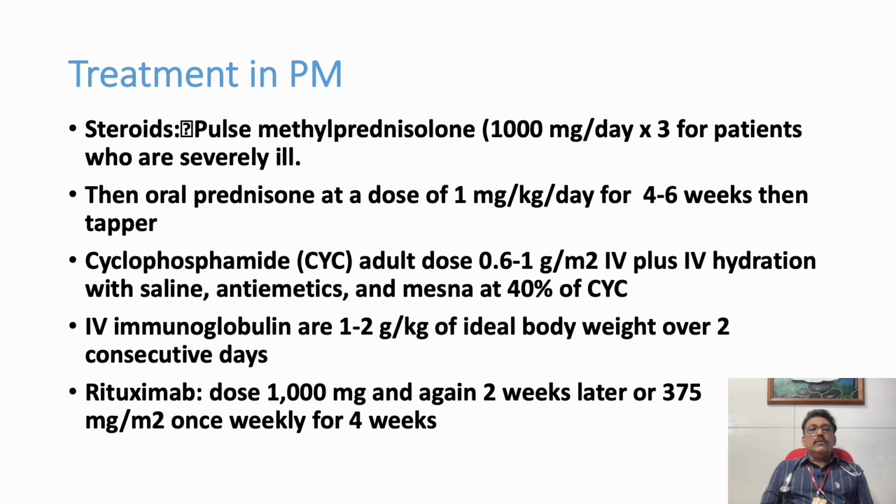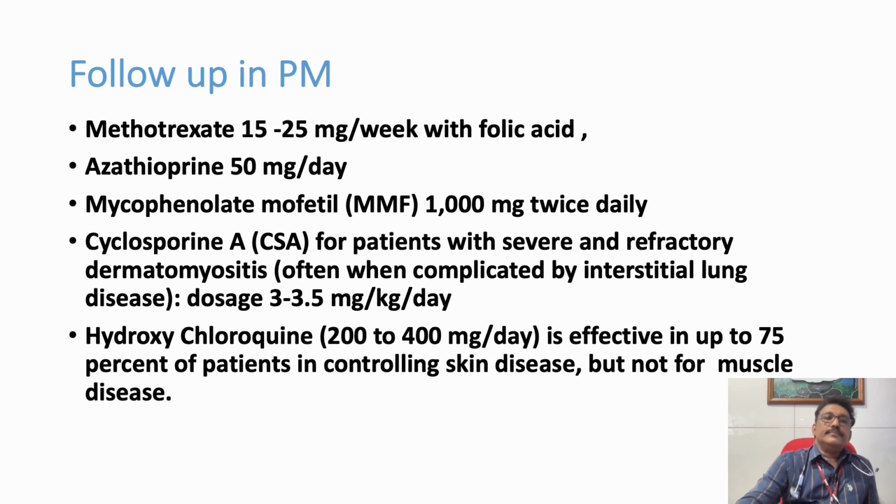So we have to go for steroid sparing agents. Initially we can go for cyclophosphamide, immunoglobulin or rituximab. They are all steroid sparing, or we can avoid steroids when we are using this type of drugs. So that can be tried. Then we can go for methotrexate or azathioprine or mycophenolate mofetil. Like that, immunomodulators can be tried.